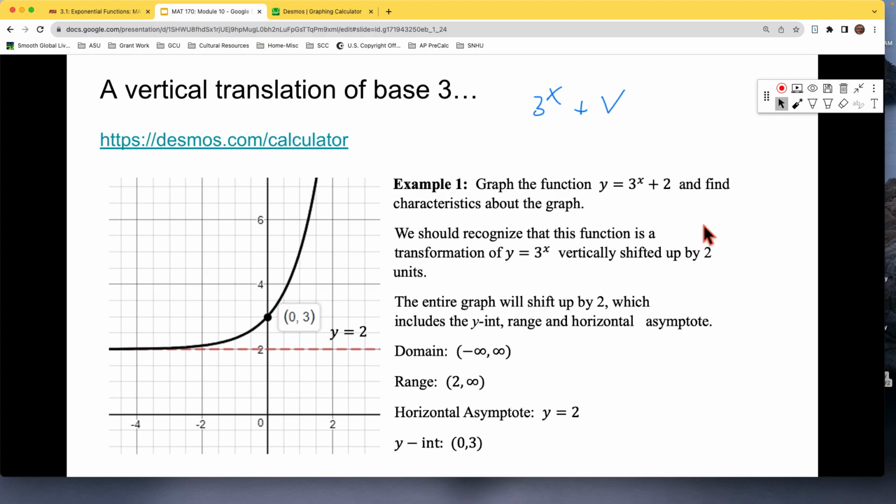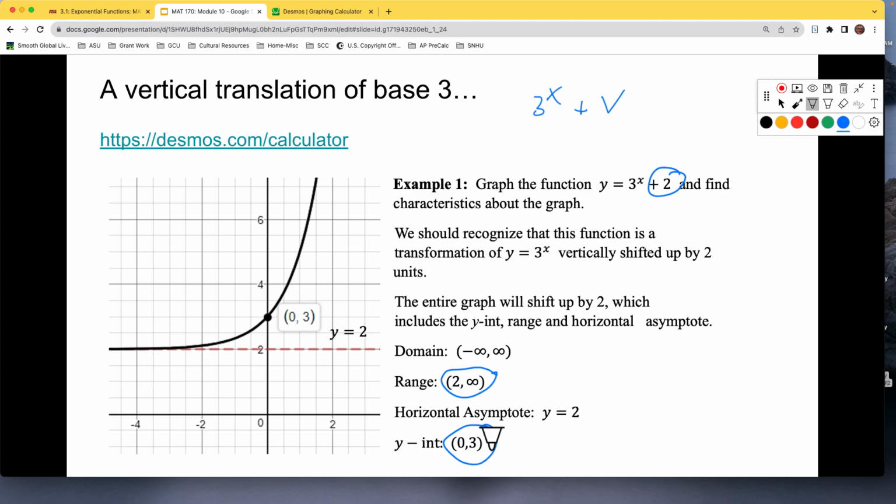Okay, so yeah, answers here. We added 2, it moved up 2. And so there's all that stuff. And again, that'll also change the range, right? Because the range was going down to 0, but if we move everything up 2 instead of going to 0, it's now going to get close to 2. The y-intercept moved up 2. It was 0, 1, it's now going to be 0, 3. So as we make these transformations, everything else moves as well. Okay.